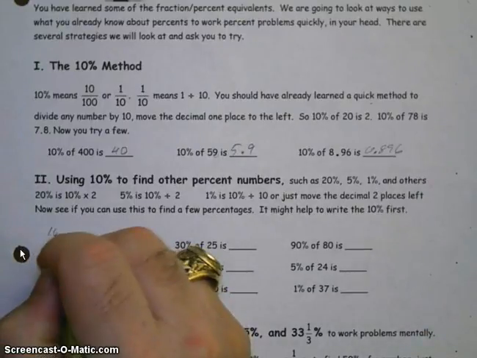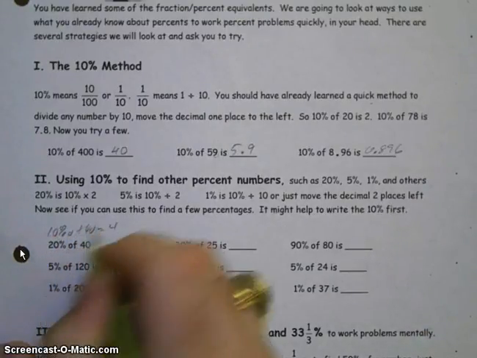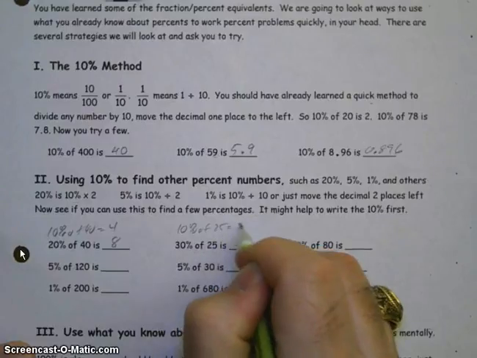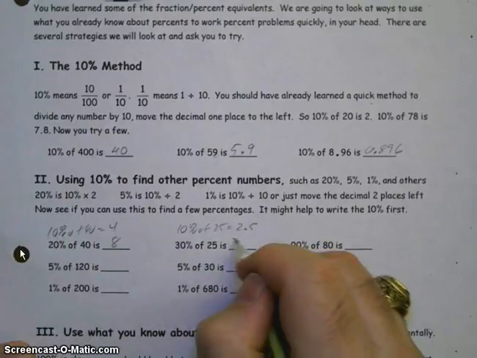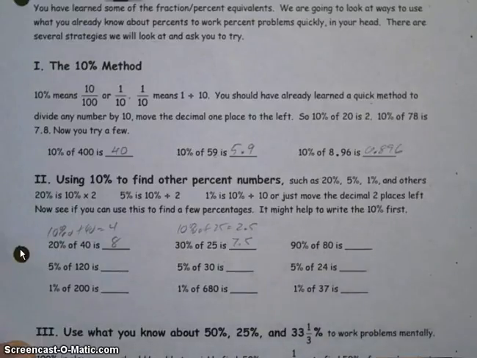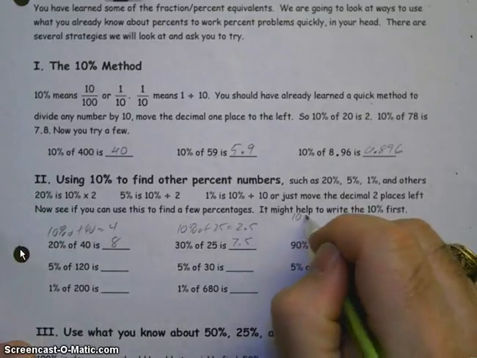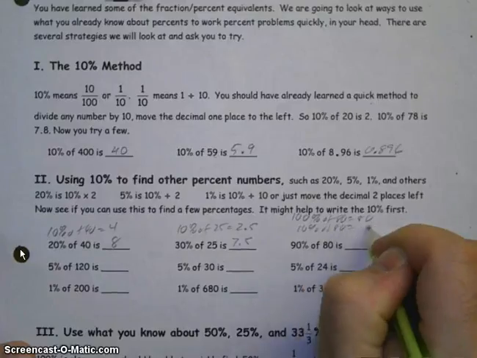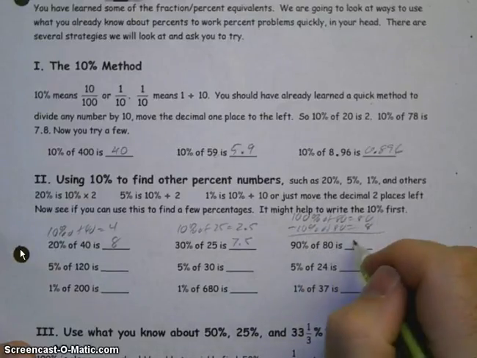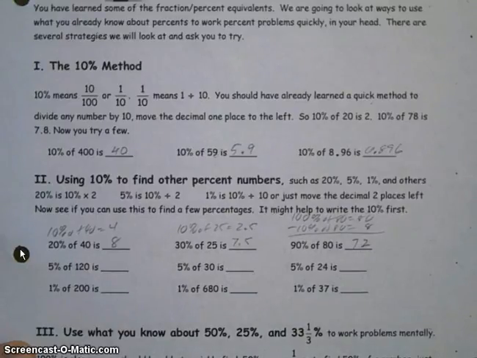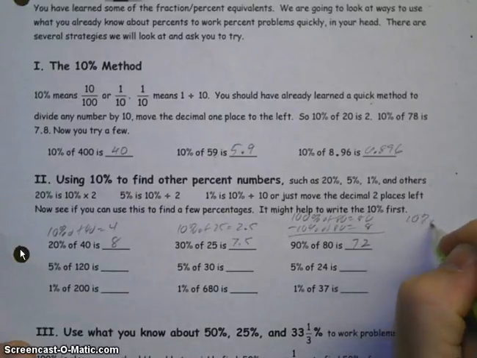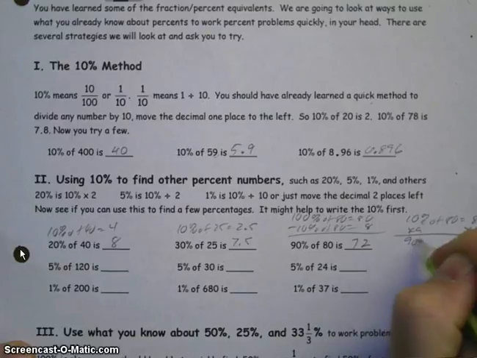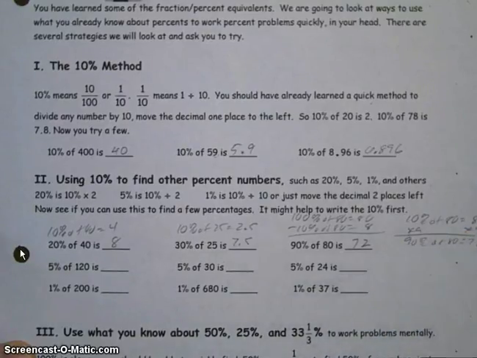So 20%, if 10% of 40 is 4, then 20% of 40 is 8. If 10% of 25 is 2 5/10, which it is, then 30% will be 7 5/10. 90%. A couple ways to do this one. 100% of 80 is 80. 10% of 80 is 8. And if you subtract them, you get 90% of 80 is 72. You could also do the 10% of 80 is 8 and multiply times 9 and you get 90% of 80 is 72. Both ways will work.